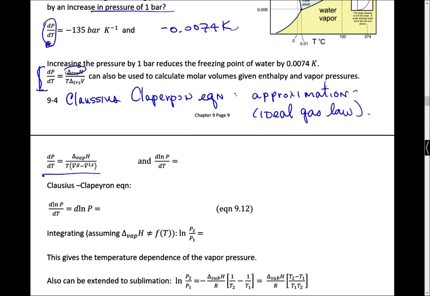Before we go forward, because we're talking about a derivation involving the ideal gas law, that means that when we're talking about equilibria, one phase has got to be in the gas phase. So this doesn't work for melting points. This would be for sublimation and vaporization.